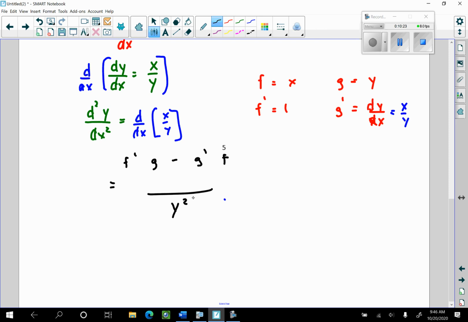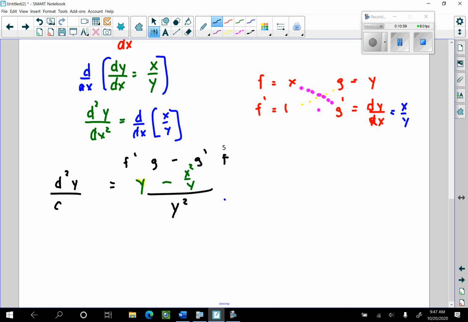f prime g is y, minus g prime f, what is x times x over y? x squared over y, true or false? Keep in mind, this is that second derivative that I wanted.